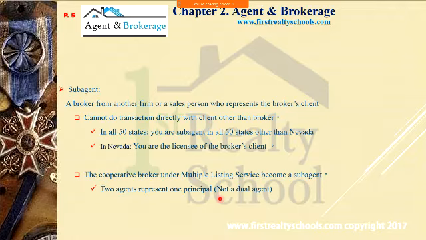Okay, and last thing, when we say there are two agents, it's a whole lot different than a dual agent. Dual agent means within one broker company, I have the listing and I have the buyer under the same broker company. The two agents represent one principal. That's another story. Normally, it happens on commercial property.